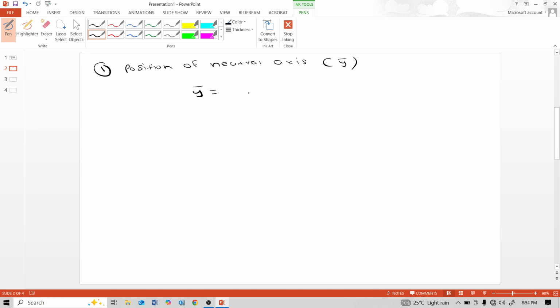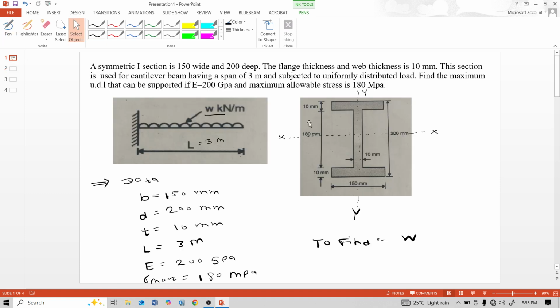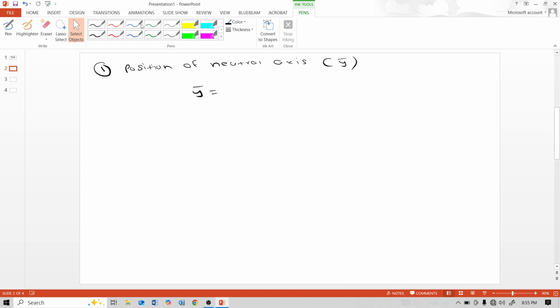See, in this case, we don't use the formula a1 y1 plus a2 y2 plus a3 y3 upon a1 plus a2 plus a3, because our section is symmetric. That means in this case we simply write 200 by 2. This depth is 200 by 2. That means from this bottom fiber to the neutral axis, the distance is 100 mm. So write 200 by 2. Depth 200 divided by 2 is 100 mm, the position of the neutral axis from the bottom fiber.